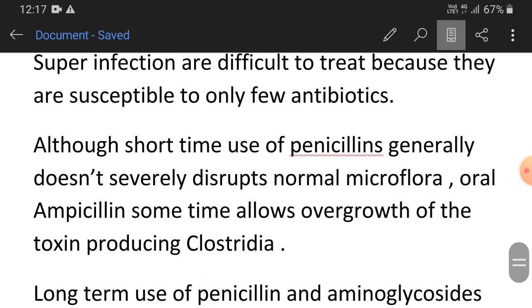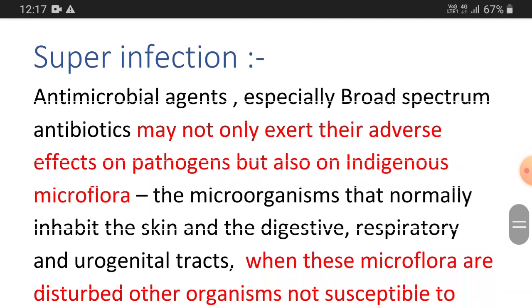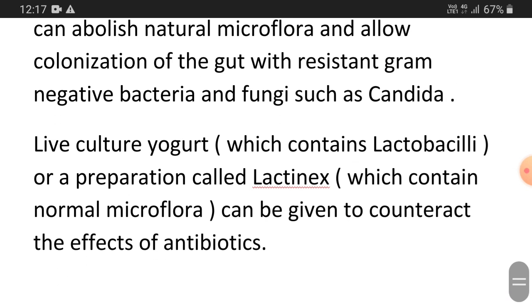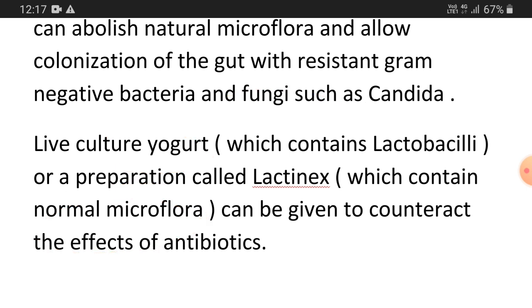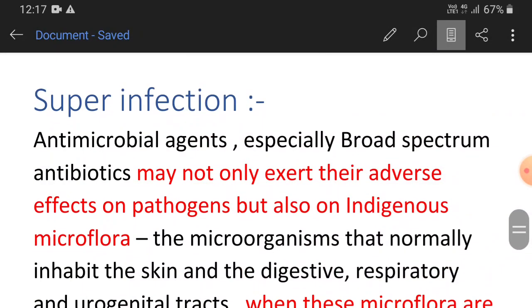Under such circumstances, what will be the cure? You can use yogurt, which contains lactobacilli, and I want to tell you that lactobacilli is also an important normal microflora, especially in our intestine. Under such circumstances, they will again colonize and cure the entire condition. Or a preparation called Lactinex, which contains normal microflora, may also be used to counteract the effect of the antibiotic. So that is the concept of superinfection.